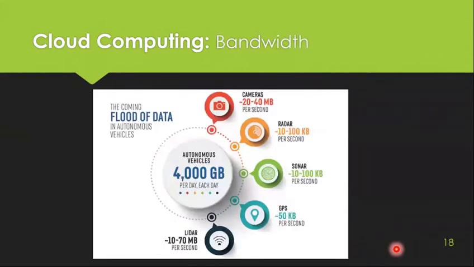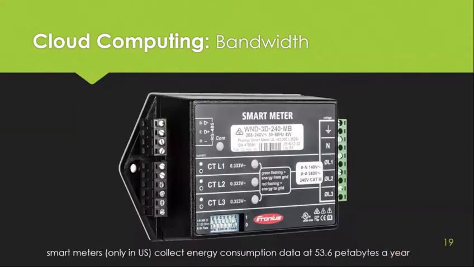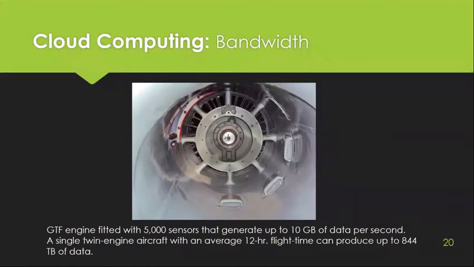Then in terms of bandwidth, it is calculated that a single autonomous vehicle generates up to 4 terabytes of data per day, which is a huge amount of data. In terms of smart meters, only in the United States, 53.6 petabytes of data will be generated per year. And a few years ago, when IoT entered the aircraft industry, a GTF engine, which has up to 5,000 sensors, generates 10 gigabytes of data per second. So a twin engine aircraft on a single flight, which is on average 12 hours, will produce up to 844 terabytes of data per flight, per airplane.